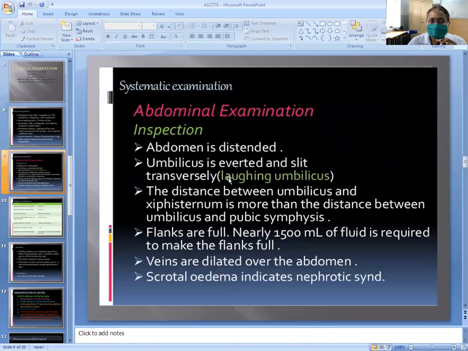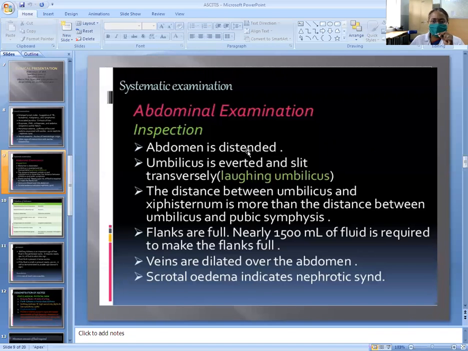Now abdominal examination: inspection, palpation, percussion, and auscultation. Four points. We will discuss these points in detail in practical also. Just note down. In inspection, you get the abdomen distended. Because of distension of the abdomen, your umbilicus gets stretched transversely, which is called laughing umbilicus or smiling umbilicus. The distance between the umbilicus and xiphisternum is more than the distance between the umbilicus and pubic symphysis.